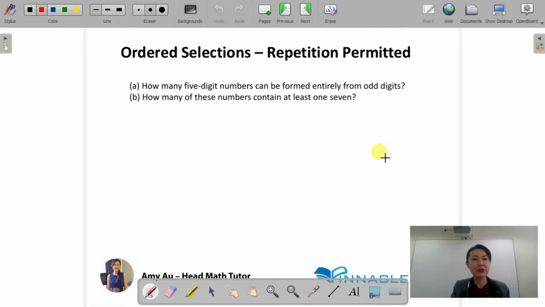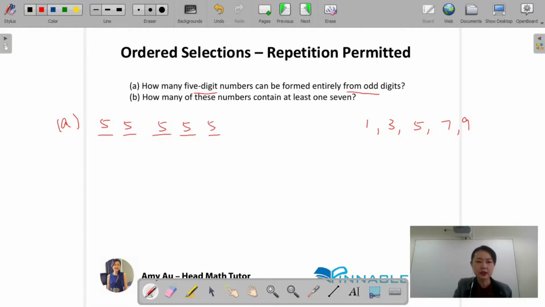So this is another one where repetition is allowed. The first one, we want to form a 5-digit number from odd digits only. So odd digits will include 1, 3, 5, 7, 9. So 5 possibilities. In the first instance, we are trying to form a 5-digit number. Repetition is allowed, so you can use all 5 in every single digit. Times all of that together. So that's 5 to the power of 5, which gives you 3125.